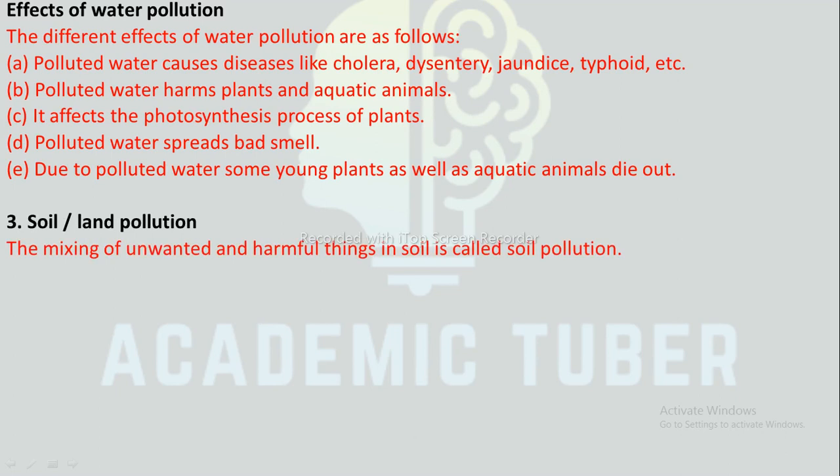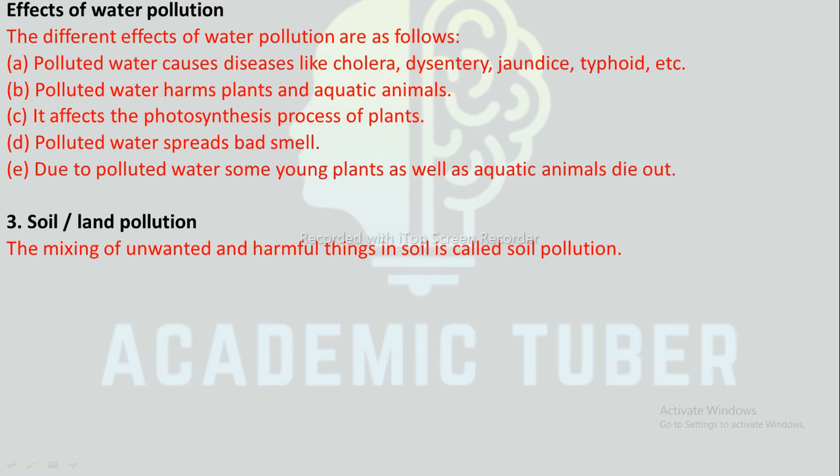Next one is soil or land pollution. Land is one of the important natural resources, and it is the natural habitat of all animals and plants. Soil fixes plants and provides all nutrients to them. Various types of small animals like insects, mice, snakes, etc. live under the ground. Human beings carry out construction work on the land.